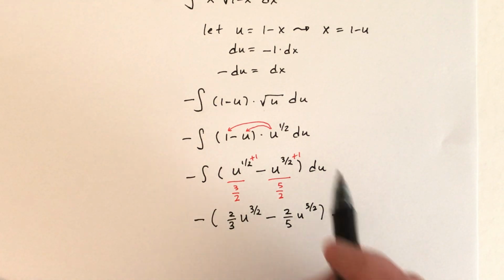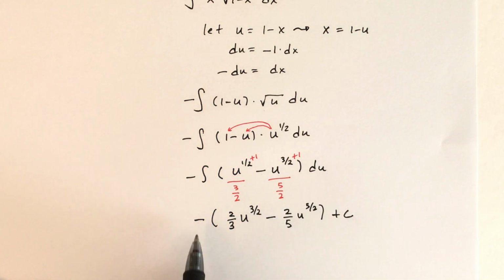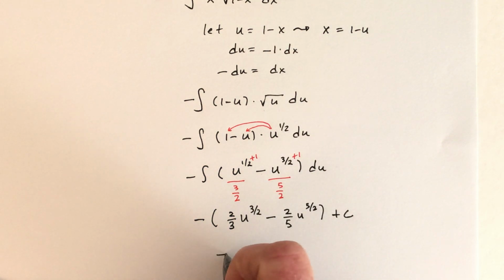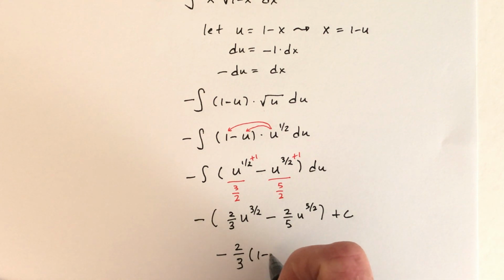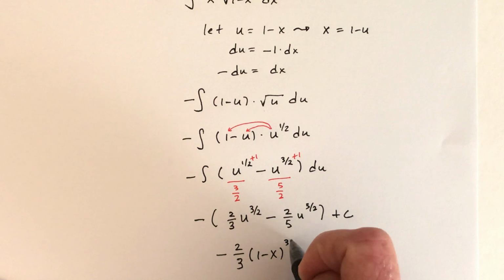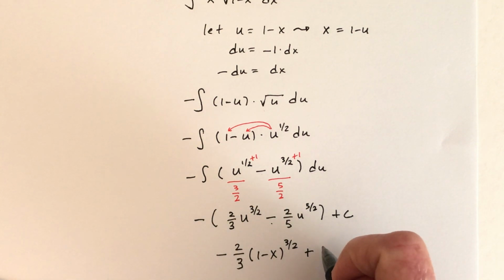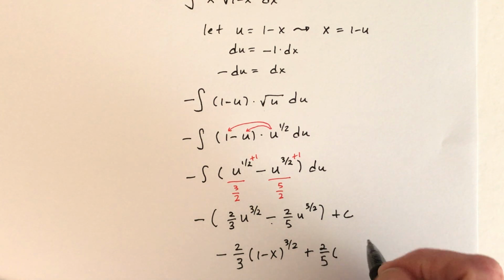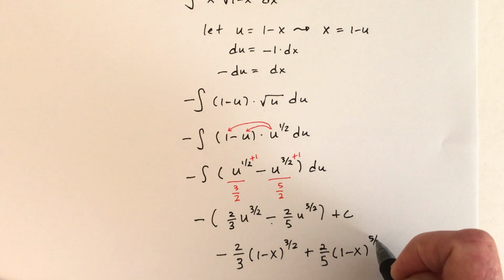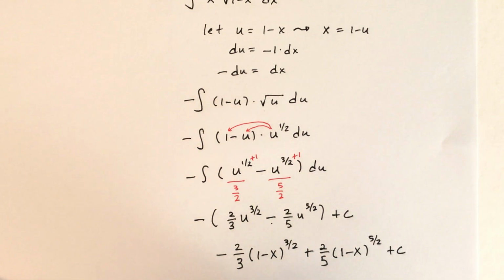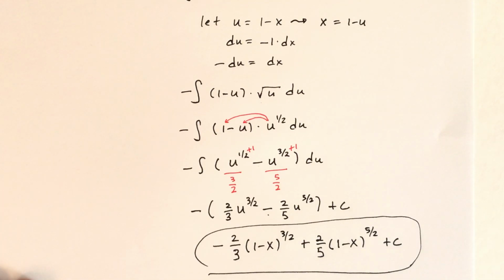And the very last thing is go back and replace the u with 1 minus x. So I think I'm also going to distribute this negative. So negative 2/3, and then replace the u with 1 minus x, and that's to the 3/2 power. And then negative negative is positive 2/5, and then replace this u, so it's 1 minus x to the 5/2, and then the plus c. And there we are, finished with number 2.